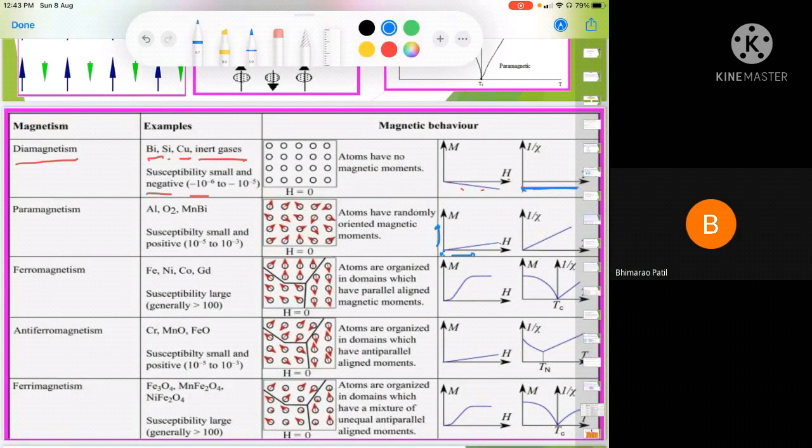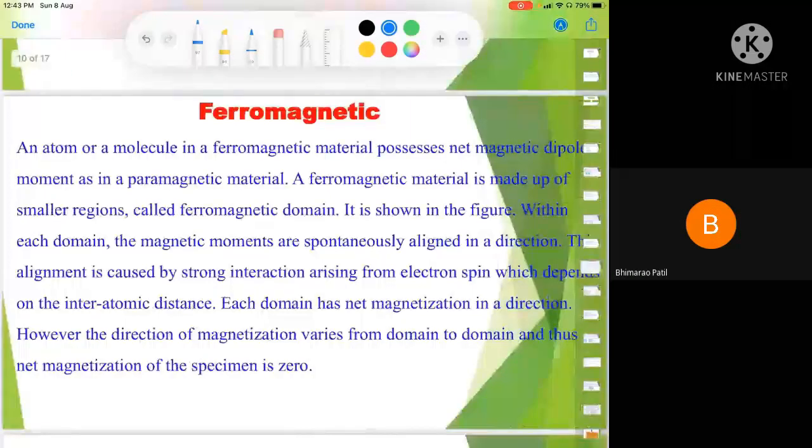And if you plot the graph of the reciprocal of the molar magnetic susceptibility versus the temperature, then you see that the reciprocal of the magnetic susceptibility, that is 1 upon chi, goes on increasing with respect to the temperature.